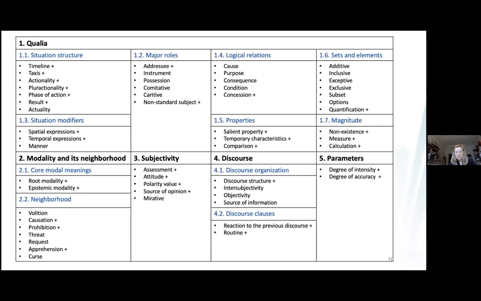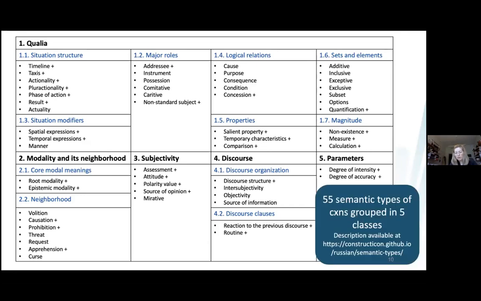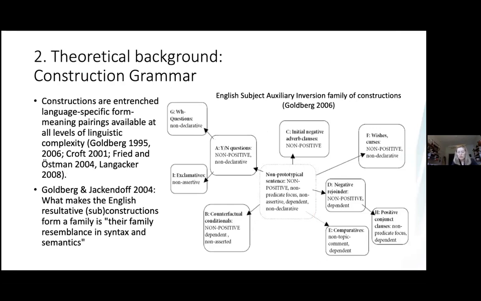All constructions in our Constructicon are classified into 55 semantic types that we group in 5 large classes. Prohibition is one of these semantic types, and it belongs to the class modality and its neighborhood, the subclass neighborhood. In our approach, we follow Adele Goldberg's analysis of the family of English constructions that exhibit subject auxiliary inversion, and also Goldberg and Jackendoff's earlier analysis of the English resultative constructions, where they bring up the idea of family resemblance both in syntax and semantics.